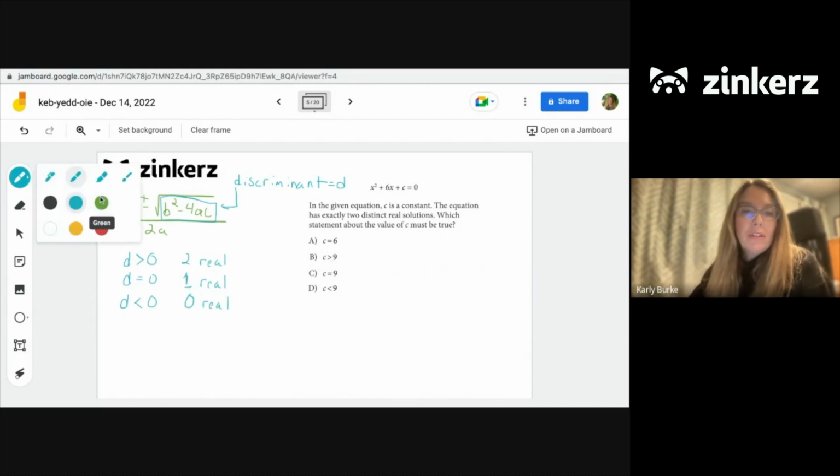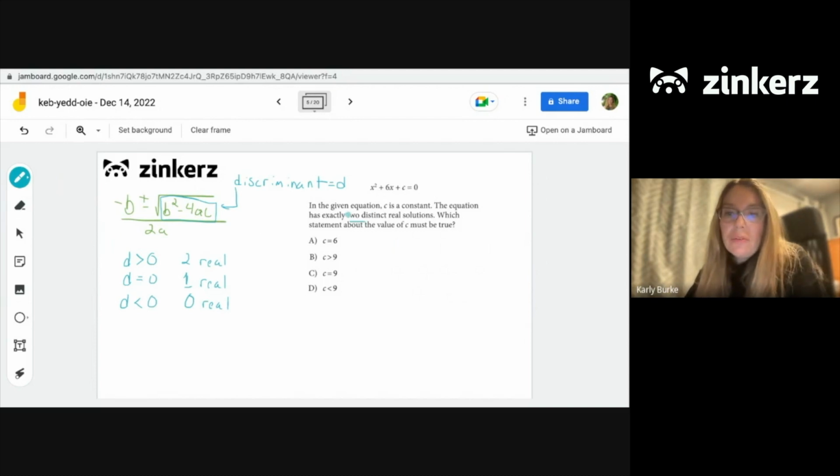So all we have to do to figure out if there are 2 solutions is figure out what the discriminant is for this. And in order for there to be 2, we have to set it greater than 0. So here, A is 1, B is 6, and C is C. So we're just going to plug it in. We're going to do B squared minus 4AC, and say it has to be greater than 0. So we have 6 squared minus 4 times 1 times c has to be greater than 0.